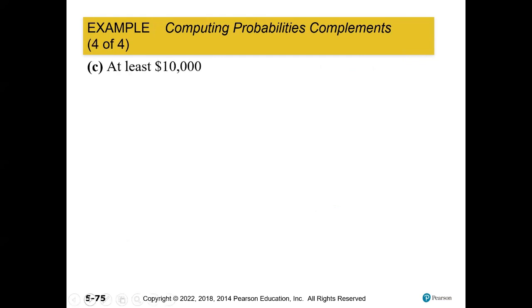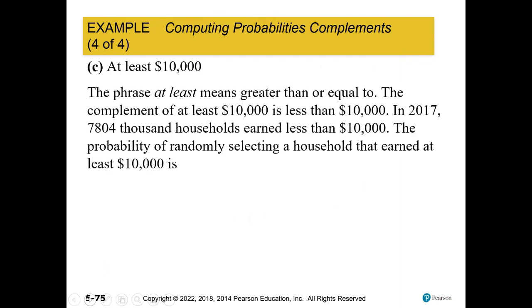Last question is the probability we get at least $110,000. Okay, what does at least mean? Well, the phrase at least means greater than or equal to. So we want the probability that what I select is greater than or equal to 110,000.